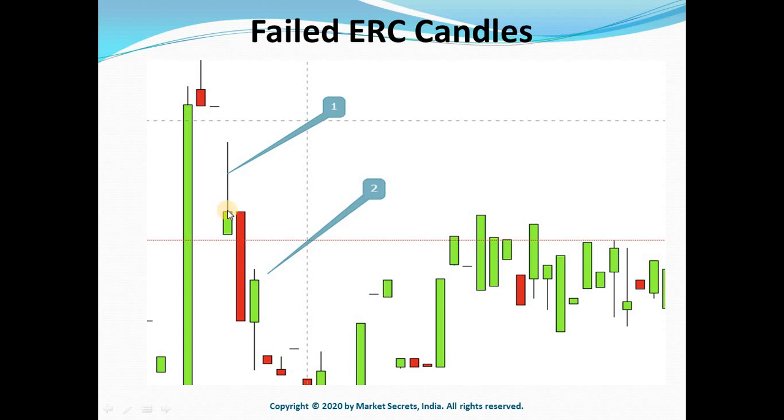Now the question is, can a failed ERC candlestick be considered as a base? No, it cannot. A failed ERC candlestick belongs to the ERC category and it cannot be called a basing candle because it has a strong and explosive move. An explosive move will never be a part of a base or pause in the market. It will always be the first or second leg of an impulsive move.